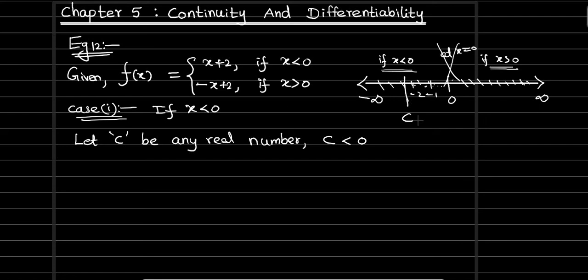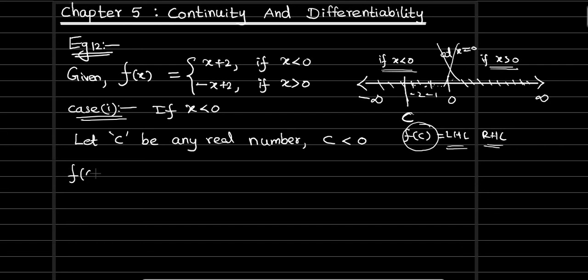So C lies somewhere here. Okay, when we check the continuity, what are the things that have to coincide? One is the f of C value, and the left hand limit and right hand limit values have to coincide. Then only we will say the function is continuous. So that means first we are going to find out the f of C value, then the left hand limit and right hand limit. So f of C first.